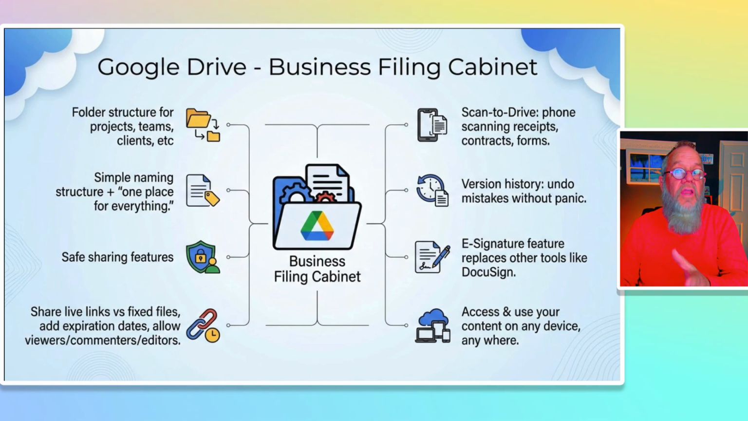You have version history, so you can go back and get a document that you trashed today and you want to get it back yesterday. And if you're using Standard, you have e-signature instead of having to subscribe to DocuSign. And again, all of this is accessible on all of your devices so that you can get to it now instead of saying, oh, I'll have to wait until I get back to the office.